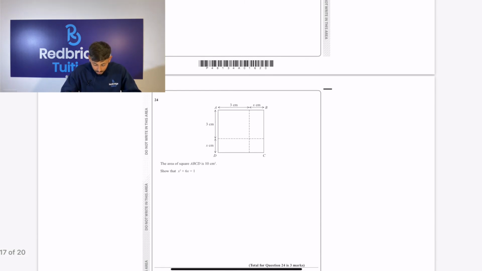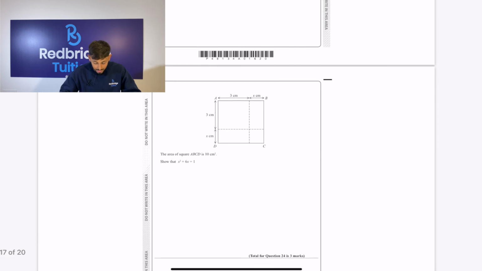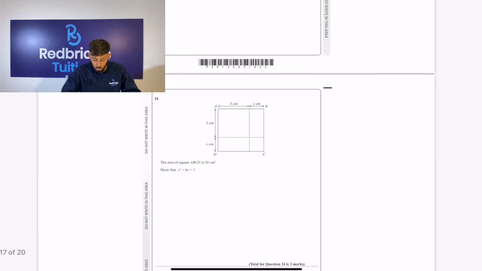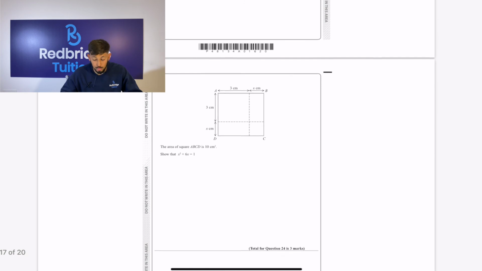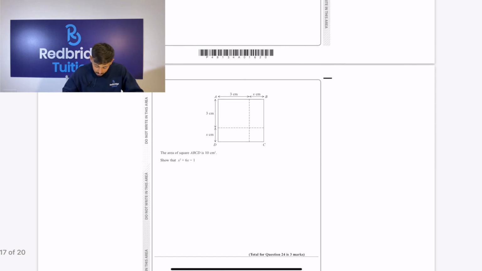Question number 24. So we have a square. The area of the square ABCD is 10 centimeters squared. Show that x squared plus 6x is equal to 1. So what we should notice here is that the combination of 3 and x makes the total length of the square. Now to work out the area of a square, we just do the base times the height. So the height is equal to 3 plus x. The base is also equal to 3 plus x as it's a square.